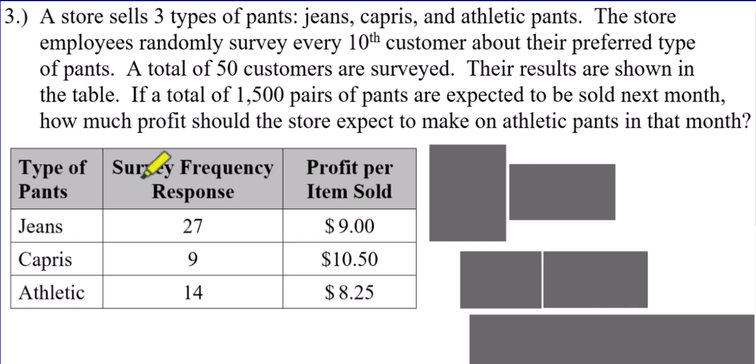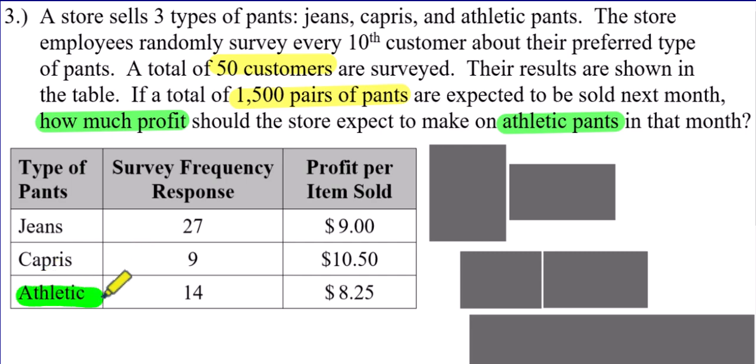So what are we given? We're given a table of values. These are the results of the 50 customers that were surveyed. But they're saying a new total, the total of the population, is 15,000. Or sorry, not 15,000, 1,500, 1,500. And what are we asked to find? We are asked to find how much profit the store would expect to make, because we're talking about next month. So we don't really know yet. But based on these results, how much profit should the store expect to make on athletic pants?